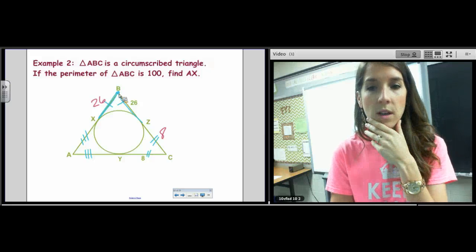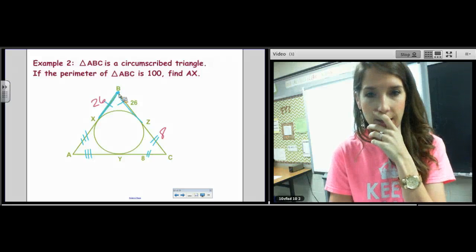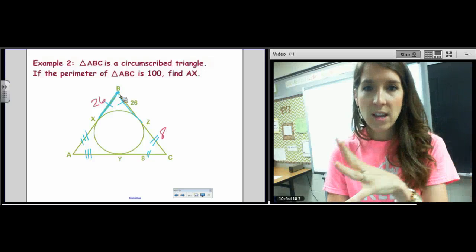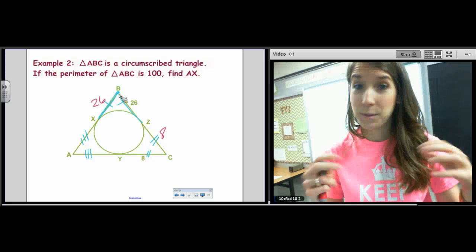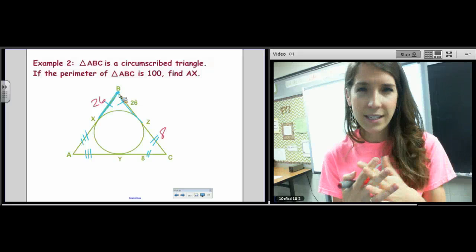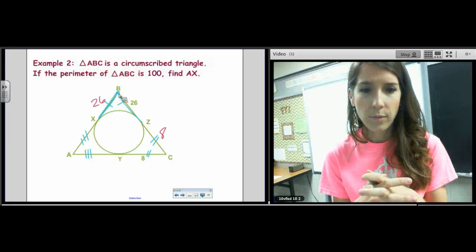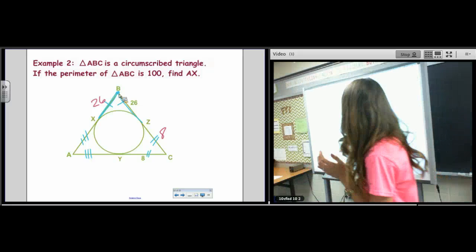Why are the top ones not congruent to the bottom ones? Because A, B, and C are all different, we're assuming, because we can't assume they're all different distances away from the circle. Good job, Quan. 16.